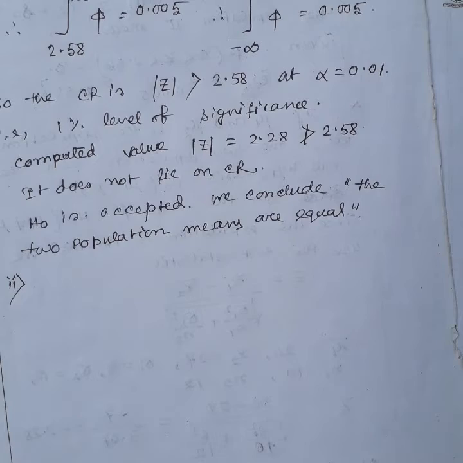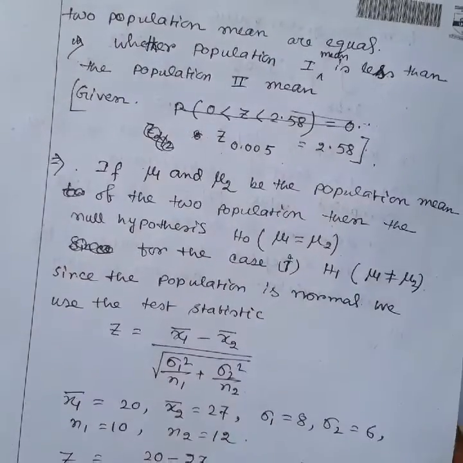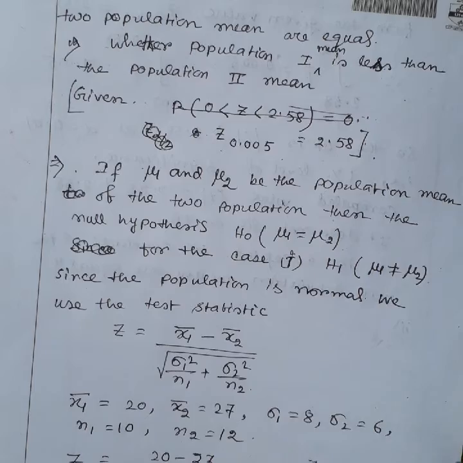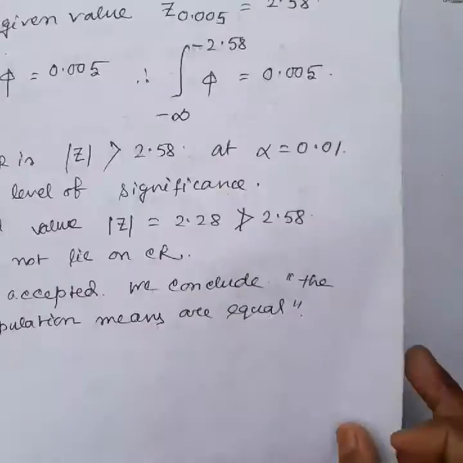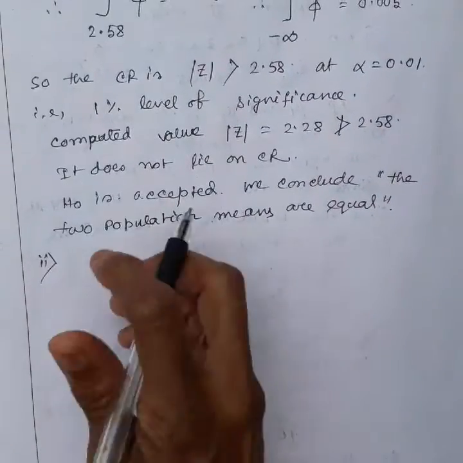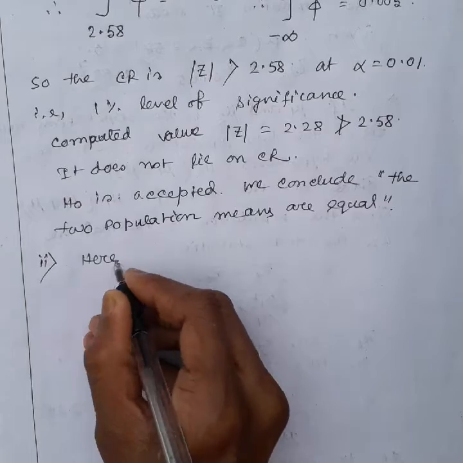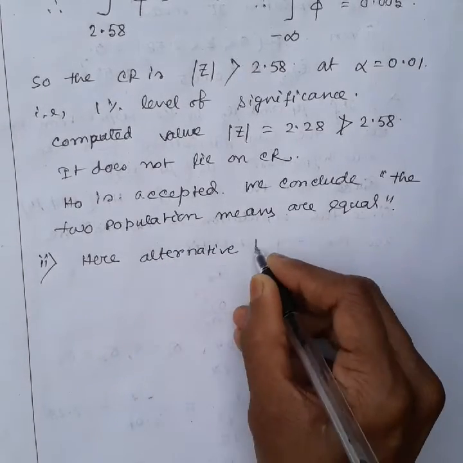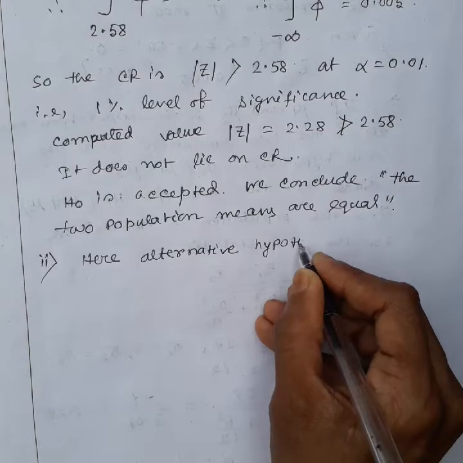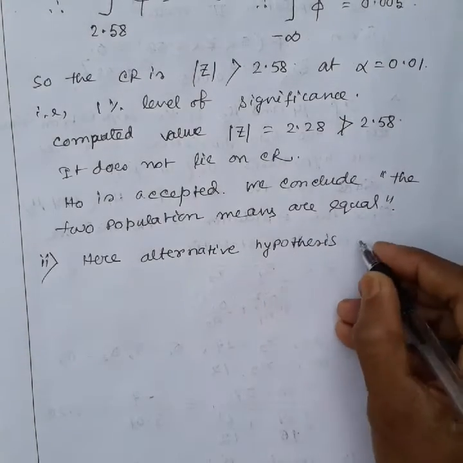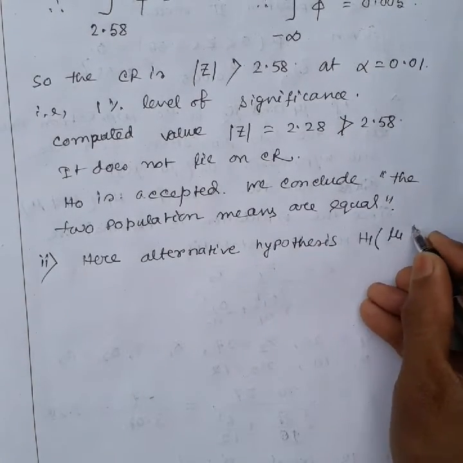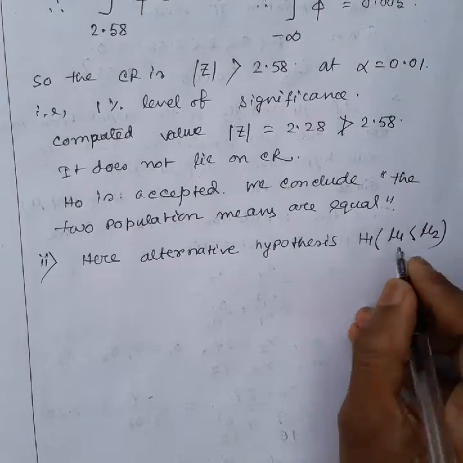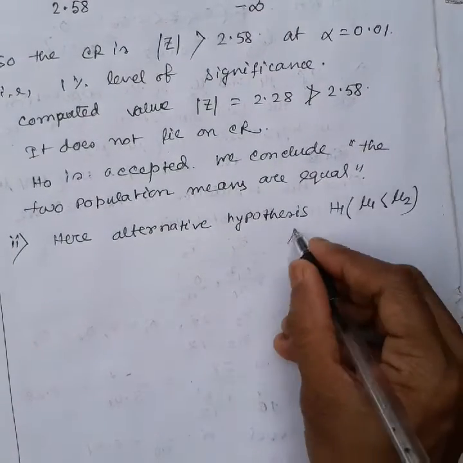Okay, now we go to the second case. Here the second case is we have to test whether population 1 mean is less than the population 2 mean. Okay, that means here the alternative hypothesis H1 is mu1 less than mu2. Okay, that means left sided.